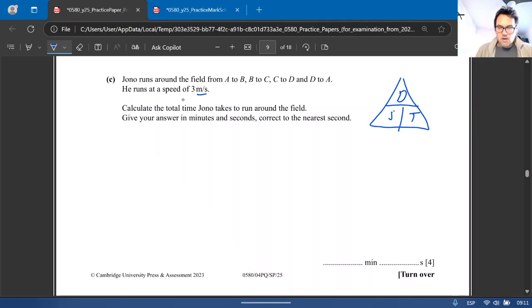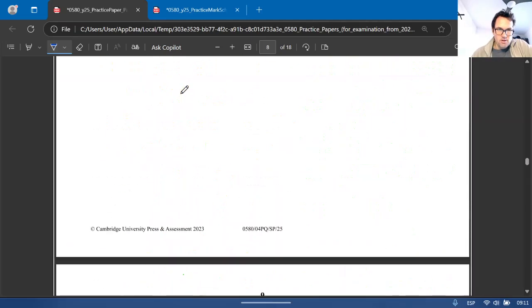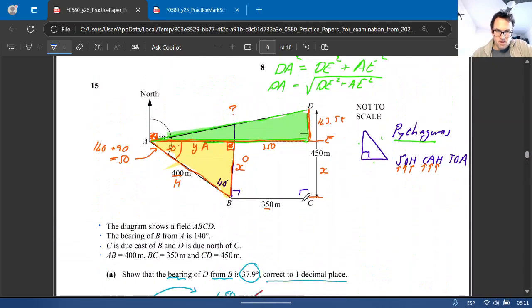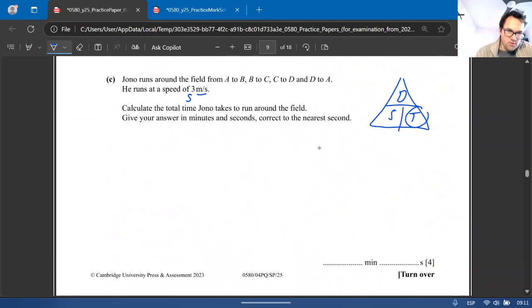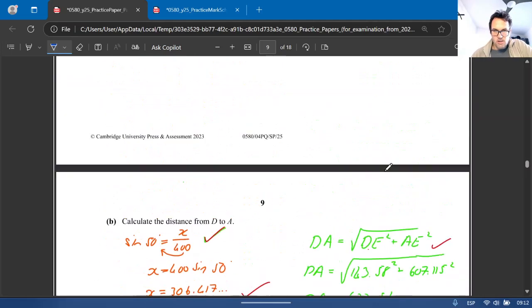Okay. So, we want the total time taken, so we need to take the distance divided by the speed. Here we got the speed, so we first need to get the distance. The distance from A to B, from B to C, C to D, and D to A. So it's 400 plus 350 plus 450. Let's add it all up. Okay, A to B is 400. Then B to C is 350. Then C to D is 450. And then D to A is what we just got before, 624.